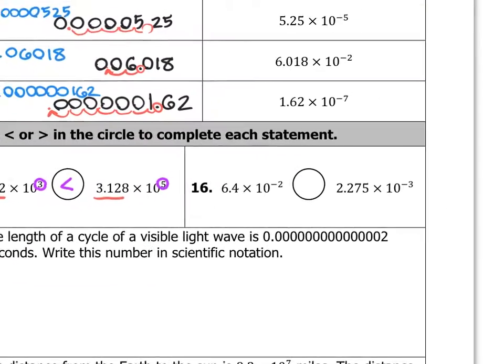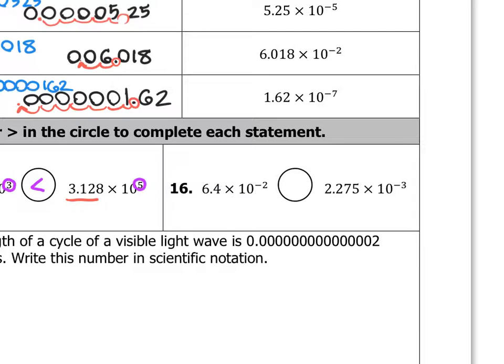For number 16, again, take a look at your numbers here and here. Those are correctly written in scientific notation, so now we're going to compare our exponents. We have a -2 here and a -3 here. -2 is larger than -3, so this is going to be a greater than sign.